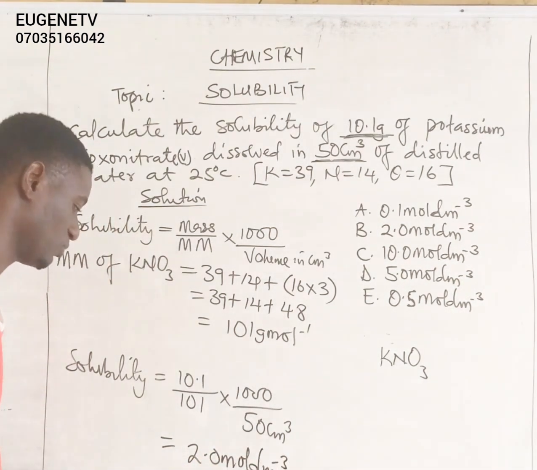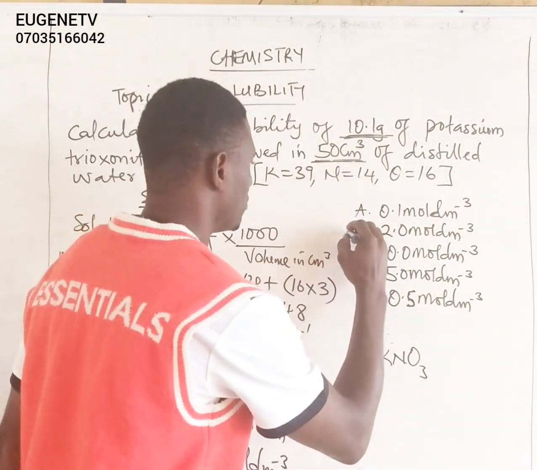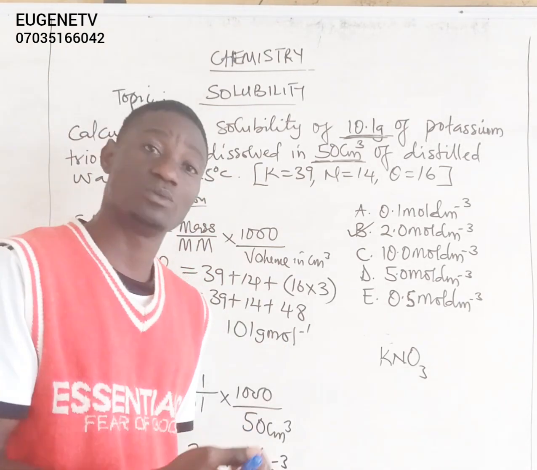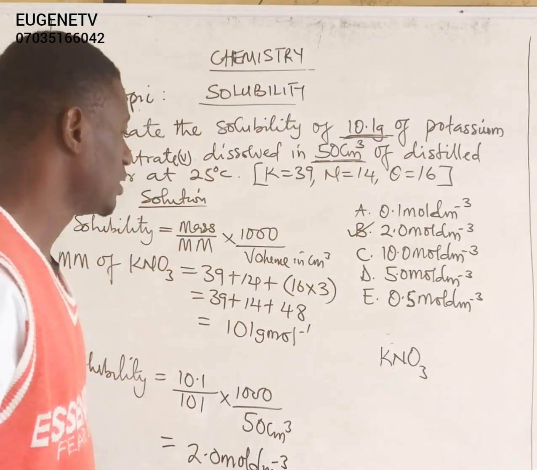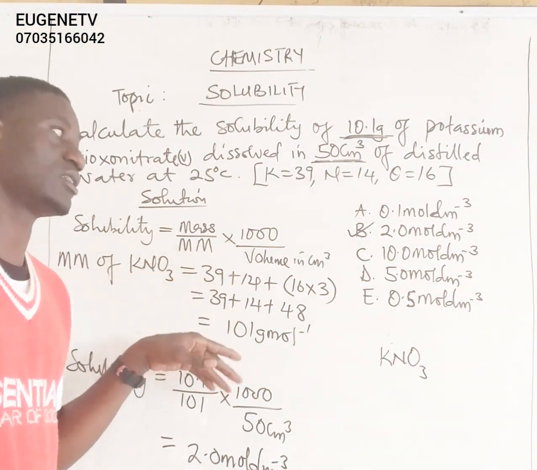So from our calculation here, our correct answer is option letter B. There are other ways we can express solubility. There are other methods we can use to calculate solubility. But this one appears to be the shortest and fastest method of calculating solubility.